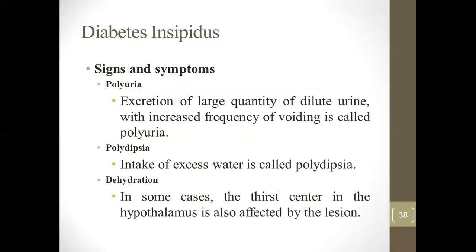What are basically the sign and symptoms? The sign and symptoms is the polyuria, polydipsia, and dehydration. Polyuria, excessive large quantity of dilute urine because less reabsorption of water. Polydipsia, intake of excess water is called polydipsia. When there is loss of excess water, the water intake desire will increase.